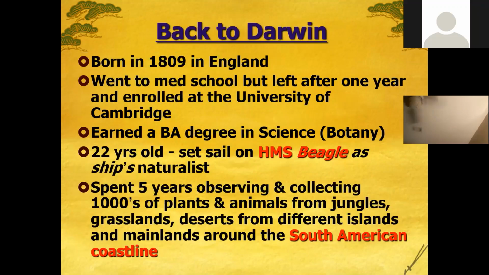And then finally, we come back to Darwin. Once again, that's a man with a plan. Born in 1809 in England. He went to medical school, but he actually left after 1 year of medical school. His dad was a doctor, so his dad wanted him to be a doctor as well. But he went in for a year and he dropped out.